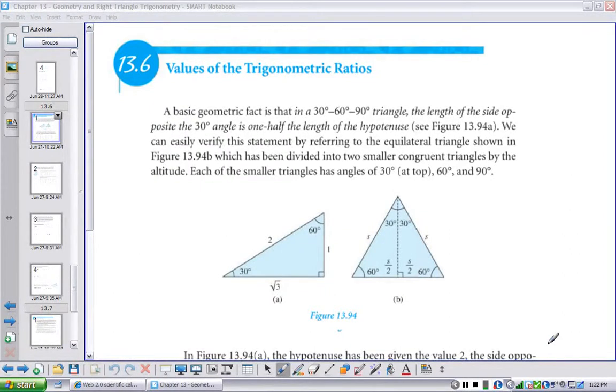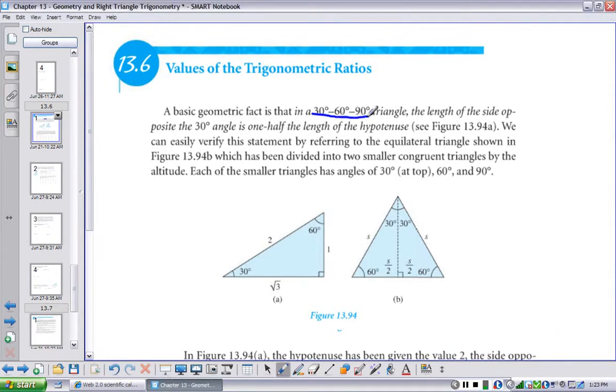All right, today we're looking at values of the trigonometric ratios. We have two basic common triangles. One is the 30, 60, 90 degree triangle. And if you look in the figure here, we get the 30, 90, 60 degree triangle from an equilateral triangle.